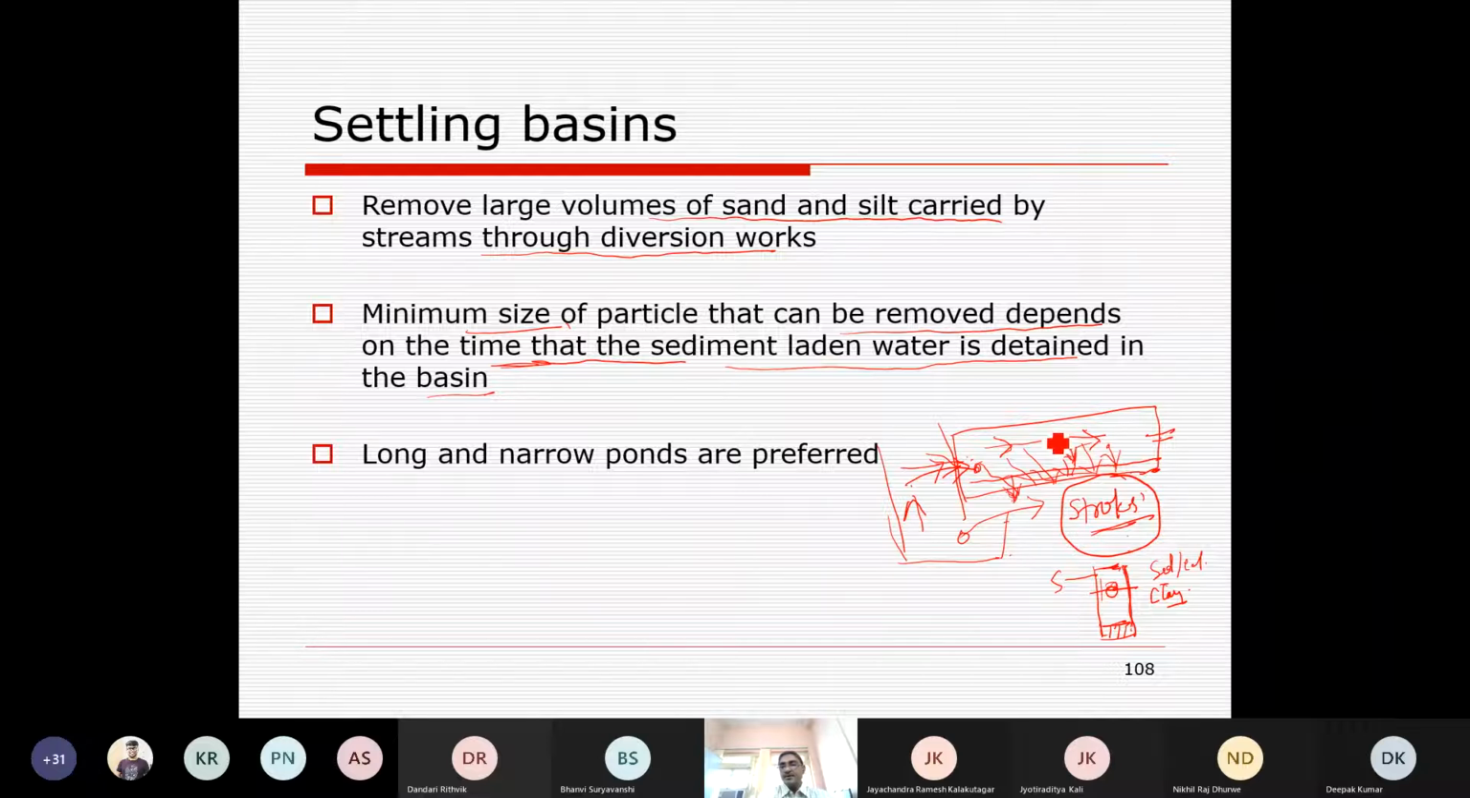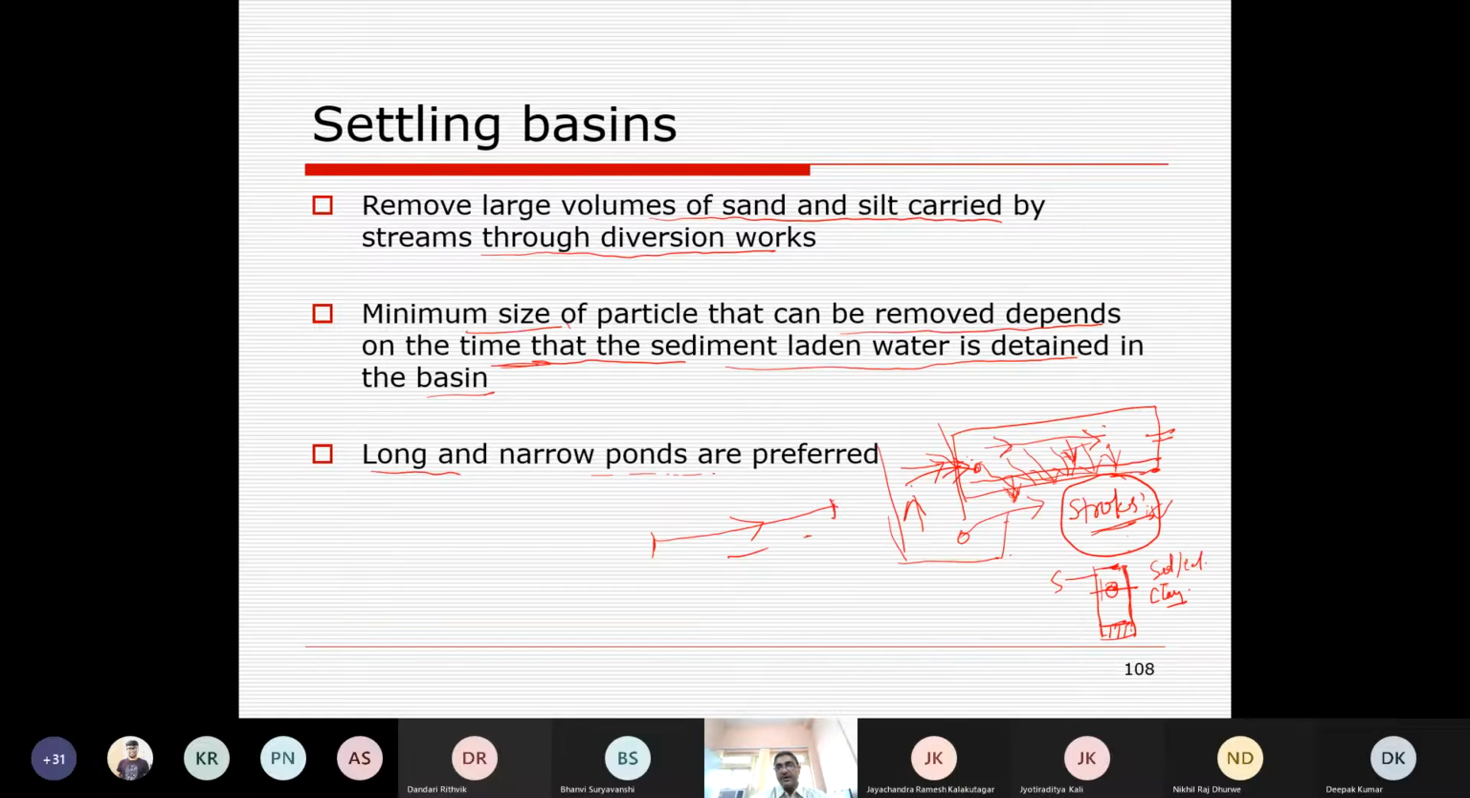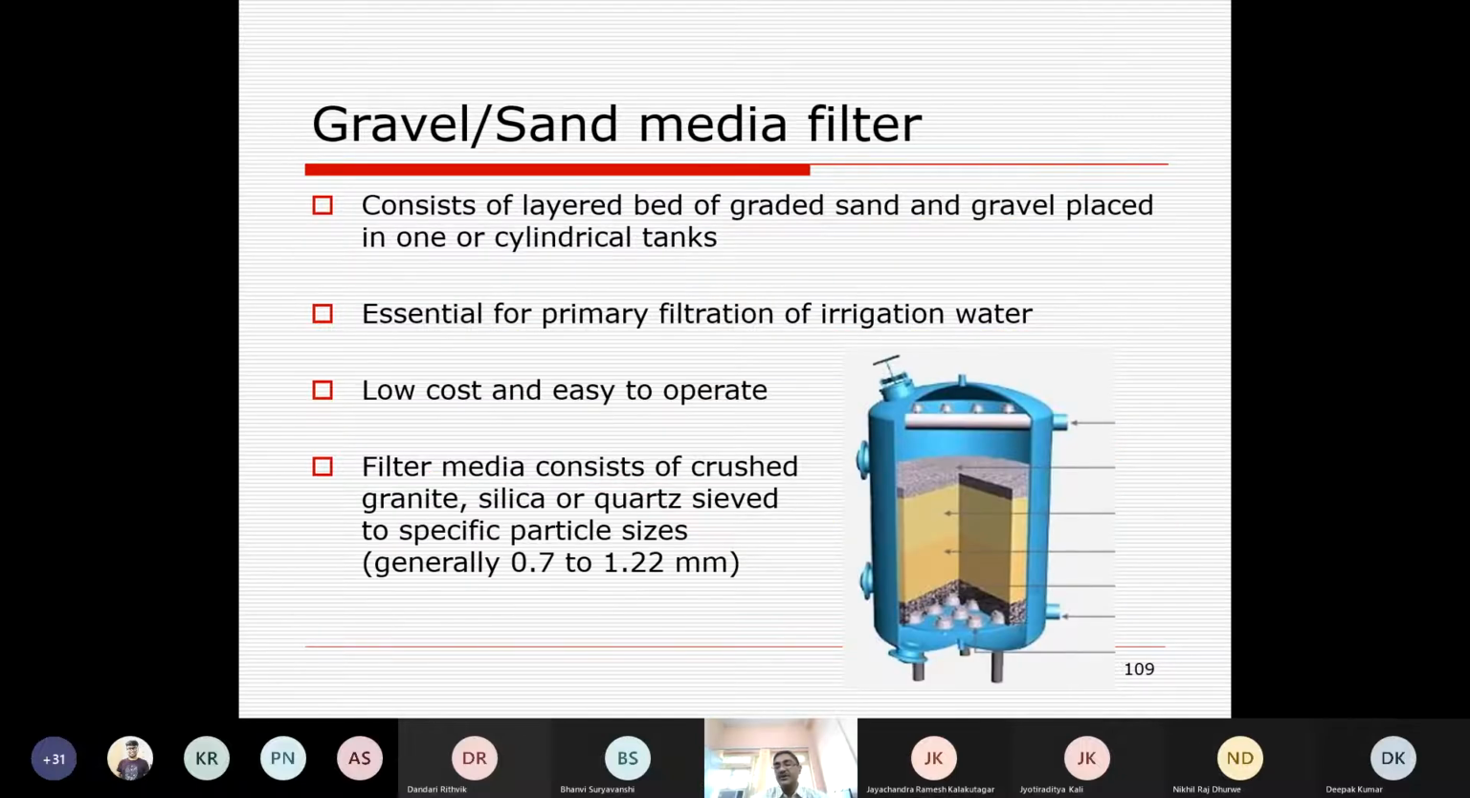So in this way, to achieve the best response of this settling basin, its design should be a long and narrow pond. Long means it takes much time to move from the inflow side to the outflow side. So long and narrow ponds are preferred as a settling basin to remove suspended particles quickly, following the Stokes law condition.